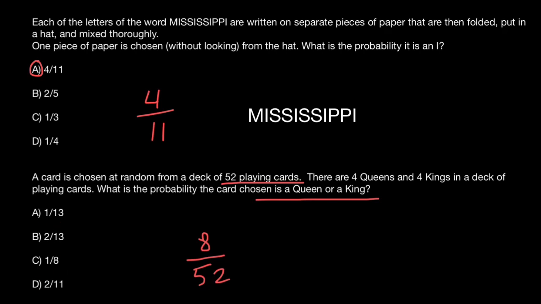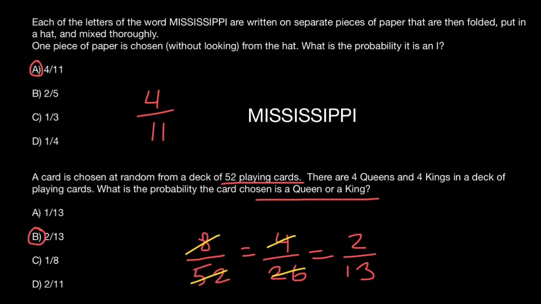Let's check. We can divide both numerator and denominator by 2, and we are going to get 4 over 26. But still, we can divide these two numbers again by 2, and we are going to get 2 over 13. And as you see, this is answer B. So the probability to choose a queen or a king out of 52 playing cards would be 2/13. Answer B.